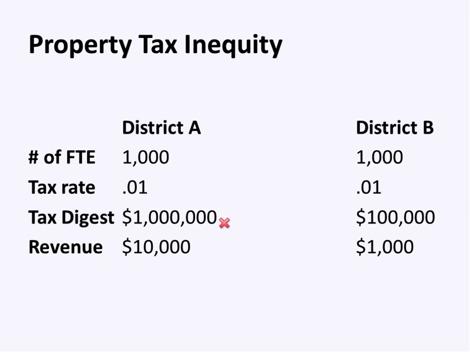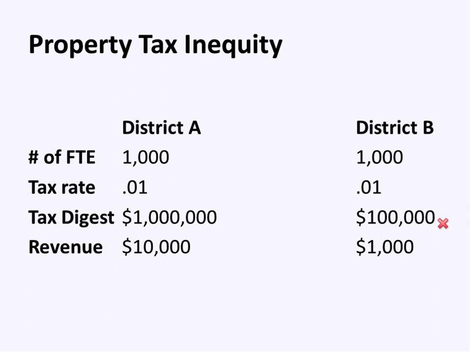Here's where we have a difference. The tax digest is the value of all the real and the personal property that's located in that school district. That's what gets taxed. Buildings, cars, business inventory, land, homes, etc. That's the real and personal property that gets taxed. And for the purposes of this example, District A's property values are $1 million, and District B is not as wealthy. The value of their property in their district is only $100,000.